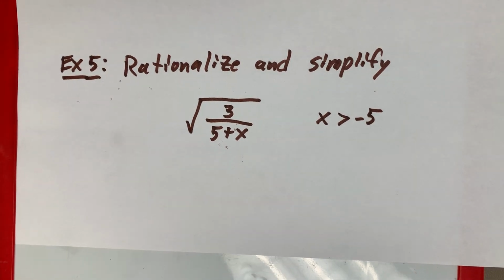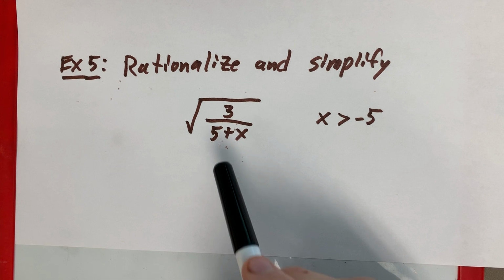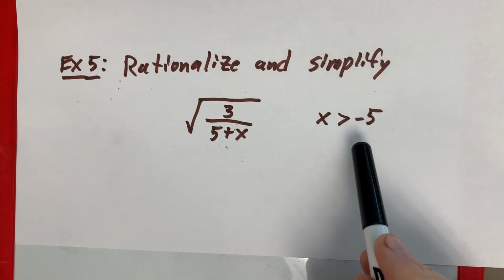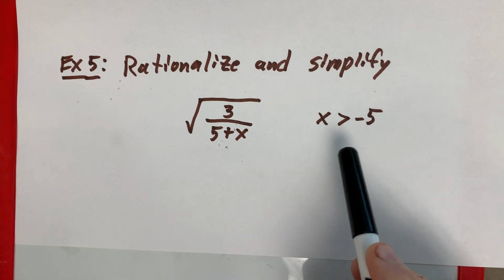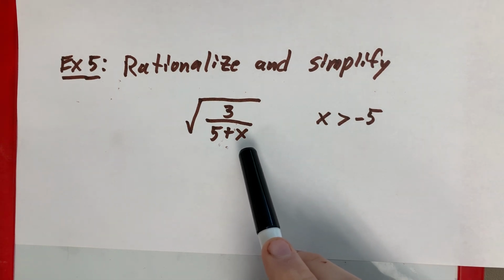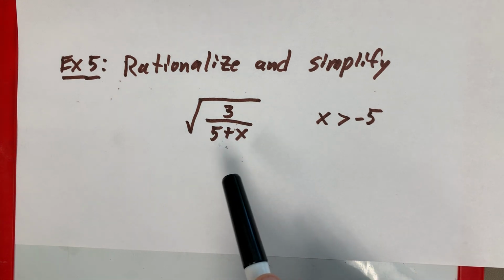All right, so now we're on to example 5 of rationalizing denominators and simplifying if possible. We're looking at the expression square root of 3 over 5 plus x, where we're specifying that x is greater than minus 5. Why is that? Well, if I were to plug in x equal to minus 5, I get a 0 denominator, so we get division by 0, and that's a bad thing.